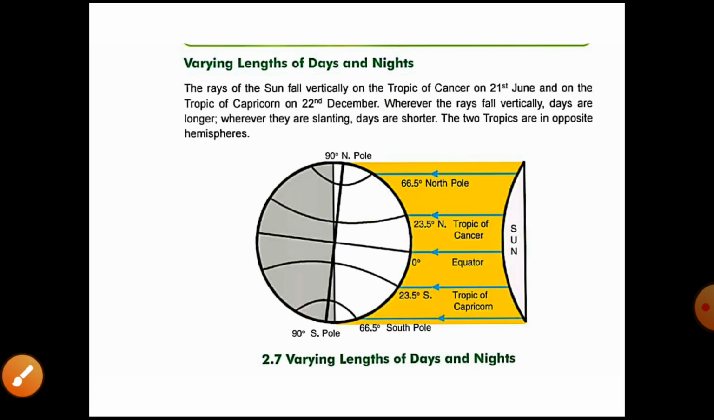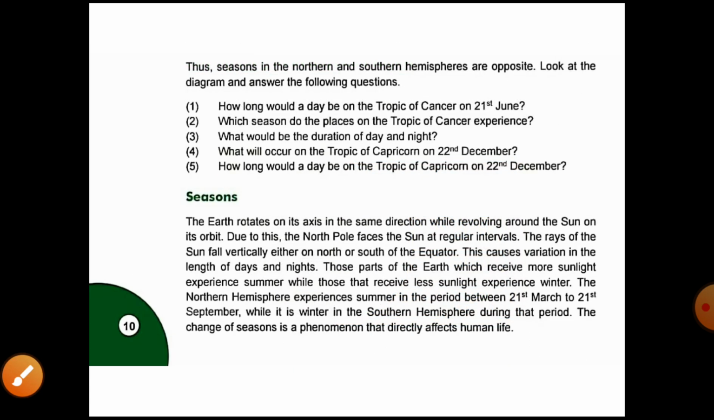Okay, next, thus seasons in the northern and southern hemisphere are opposite. For example, if in the northern hemisphere we are experiencing summer season, then in the southern hemisphere, around the Tropic of Capricorn, they are experiencing a winter season. Okay, which means opposite seasons, the areas on both hemispheres, the northern hemisphere and southern hemisphere, are experiencing. Look at the diagram and answer the following questions. Okay, we'll go to the diagram.